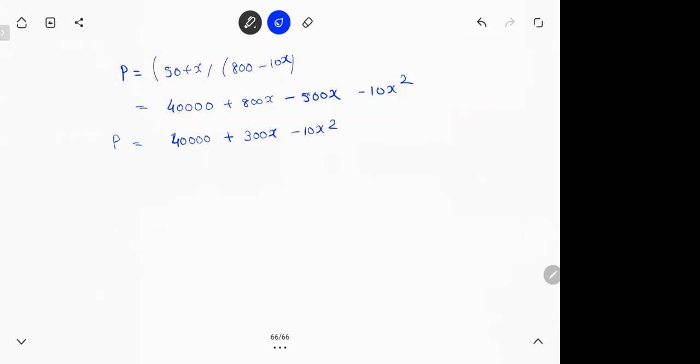Now simply what is the question? Find the maximum value of P. So क्या करना है? For maximum value, first thing, dP by dx is 0, slope 0. So that would be 300 minus 20x is 0. X is 15. Actually, na, till here the question is over. You can stop it because he asked you maximum value. Obviously, the maximum value hoga. But let's check.